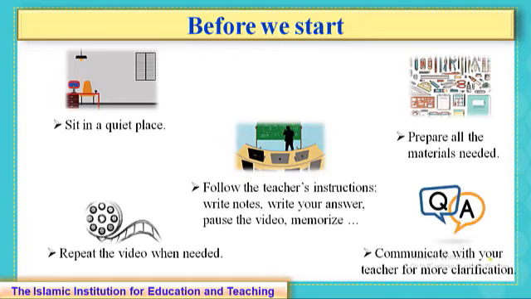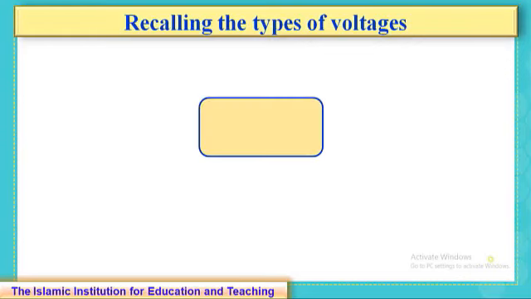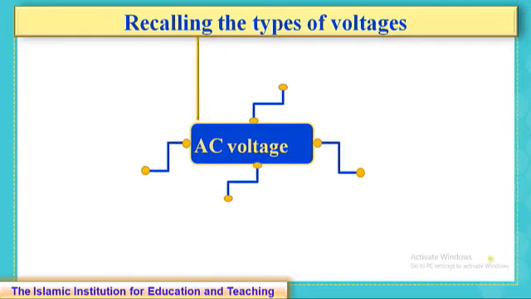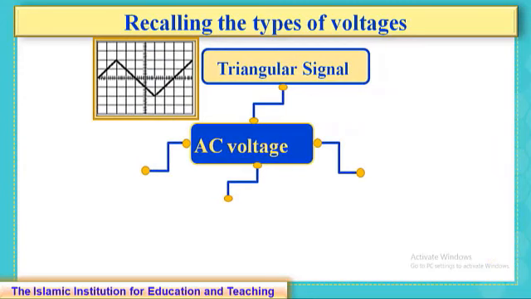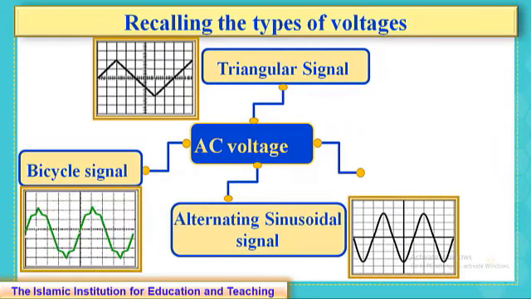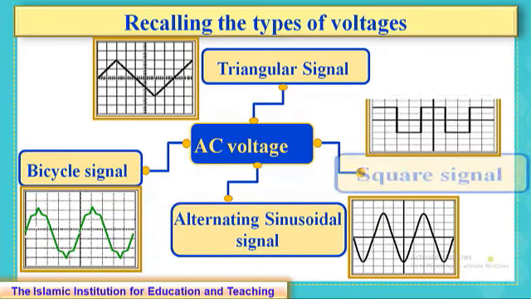Let's first of all recall the types of voltages. As you have known so far, we have two types of voltages, DC voltage and AC voltage. And also we have four types of AC voltage. We have the triangular signal, the bicycle signal, the alternating sinusoidal signal, and also we have the square signal.